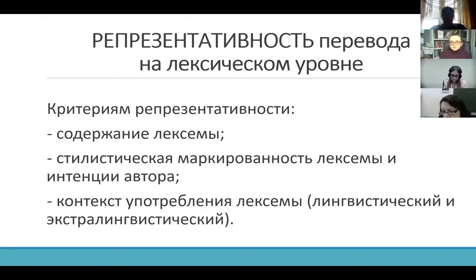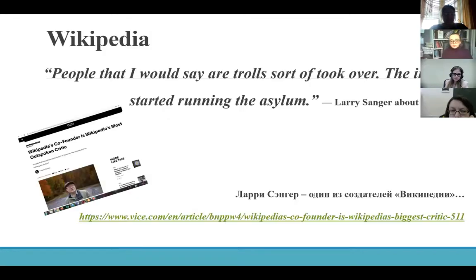Next, we need to analyze stylistic features and the author's intentions. And the third is the context in which this word is used. We can choose extralinguistic context and linguistic context, cultural matters and historical matters. And it is quite obvious that, taking into consideration all the criteria and following the algorithm, a student, a future translator, can make the right choice of translating equivalent.